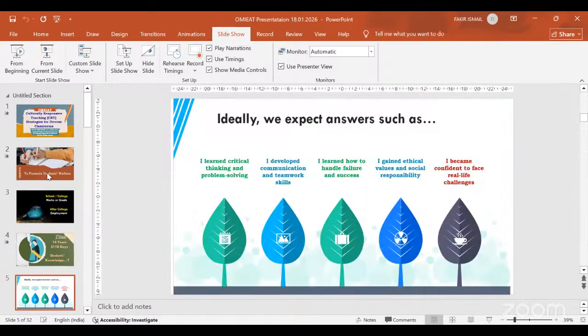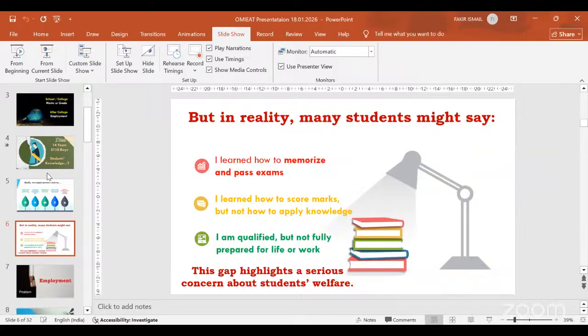Ideally, we expect answers such as: I learned critical thinking and problem solving. I developed communication and teamwork skills. I learned how to handle failure and success. And I gained ethical values and social responsibility, etc. But in reality, many students might say: I learned how to memorize and pass examinations. I learned how to score marks, but not how to apply the knowledge in the present scenario. I am qualified, but not fully prepared for life or work.